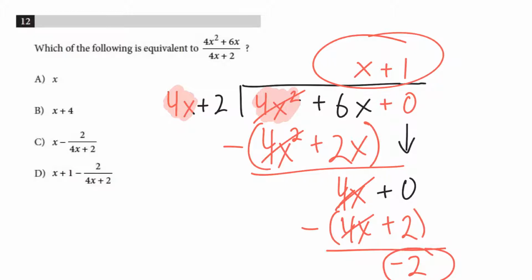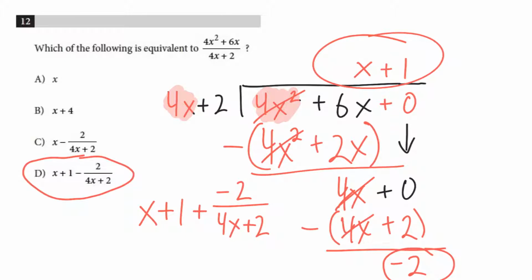So I've got my quotient and I've got my remainder. So what this actually equals is going to be x plus 1 plus negative 2. That negative 2 never got divided by 4x plus 2 because 4x plus 2 couldn't go into it. So that's what we're left with, and we see that our solution is going to be D. Now that's a minus right there, minus 2 over 4x plus 2, but that's the same as plus a negative. Okay, so D is your solution.